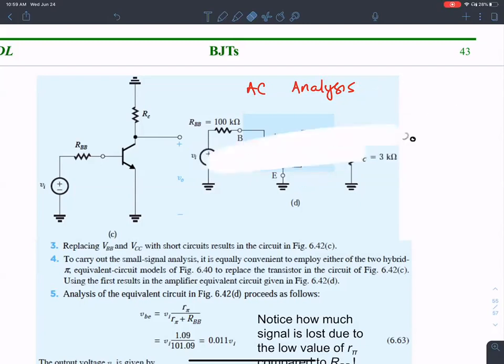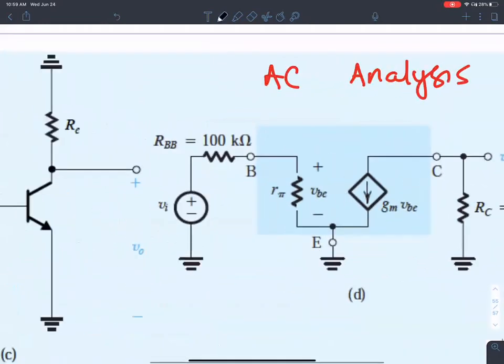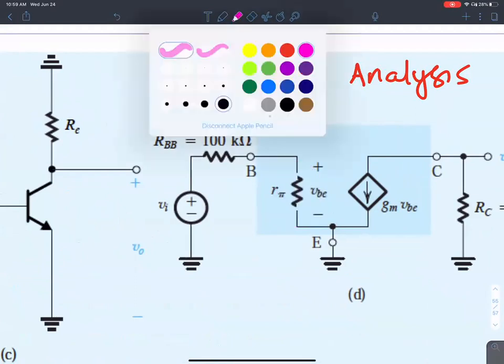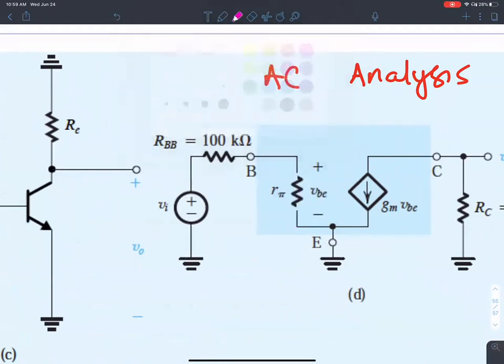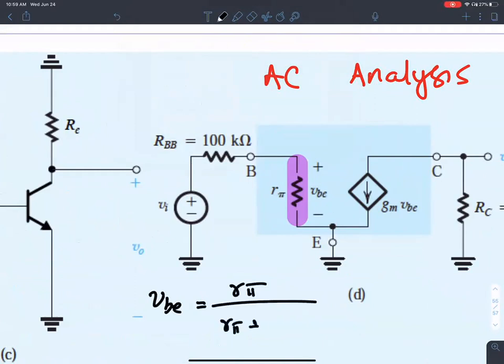Let's see how we will do that. The first thing is to notice this voltage VBE. Even if you are not 100% sure so far, just look at the simple logical argument that I am going to make here. VBE is simply the voltage division between R pi and 100 kilo ohms.